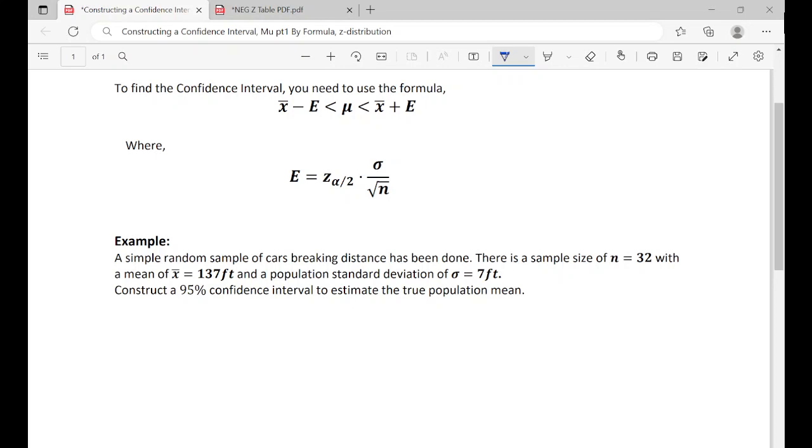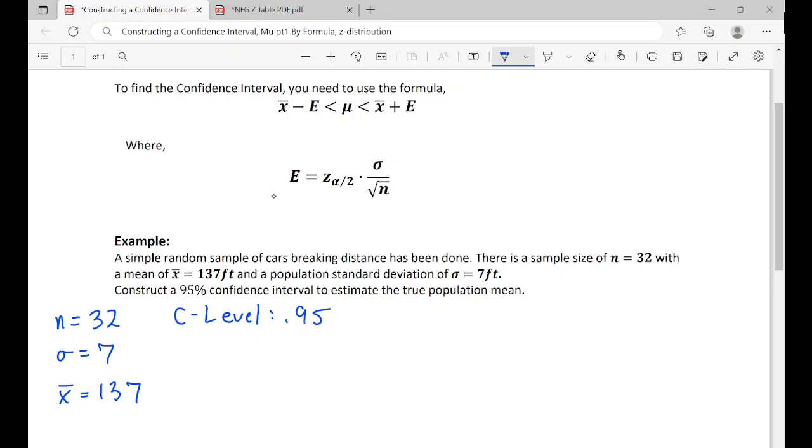So when trying to do this, you need to figure out a couple things. First, we're going to figure out how many are in our sample. How big is our sample? Well, we know that n equals 32. And we do know that our population standard deviation, since it's given to us, is 7. And we have our sample mean, which is 137. We also know that we have a confidence level, a C level, of 0.95. And now that we have all this, we can start working on getting our confidence interval.